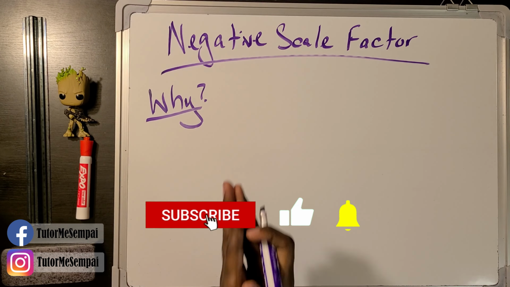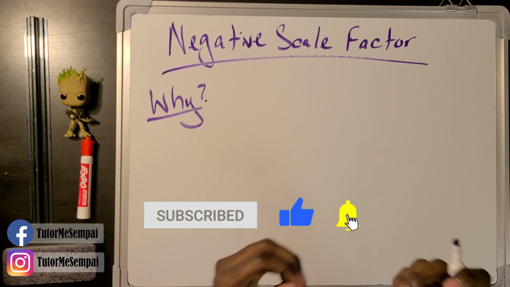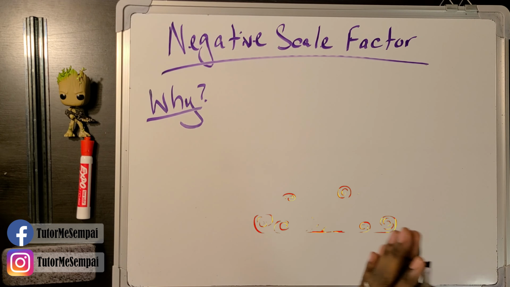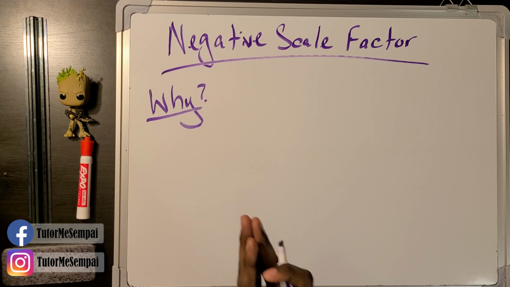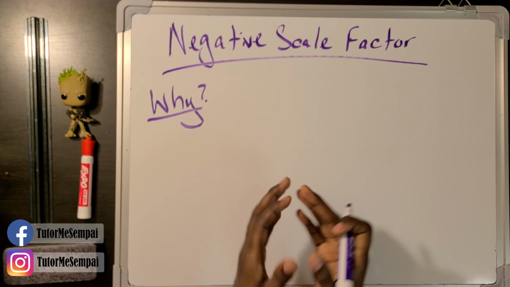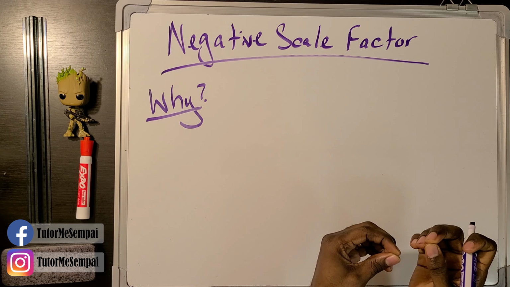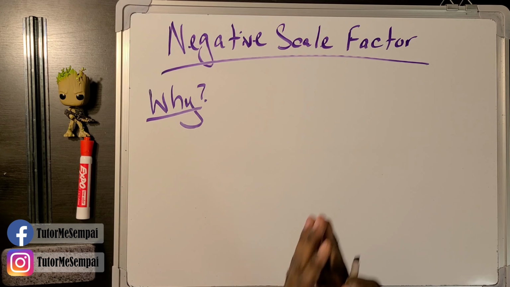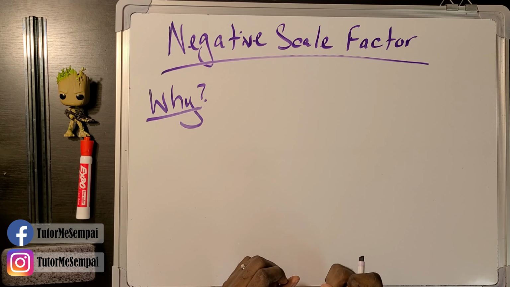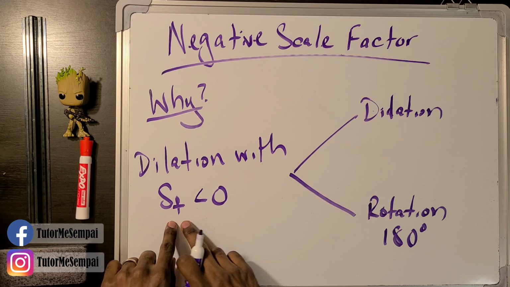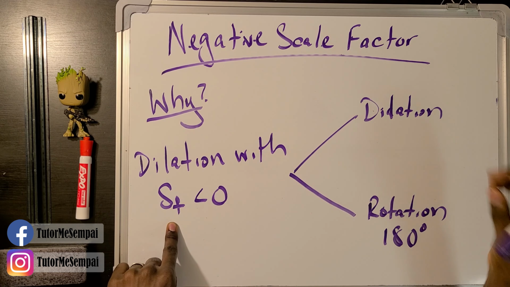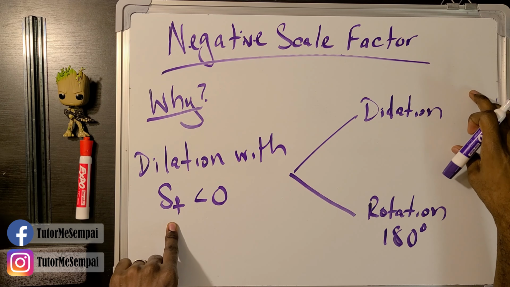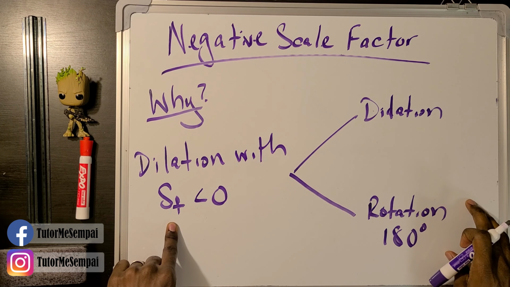We know we're doing the same exact thing that we are doing when we have a positive scale factor, but our dilation is going to change the orientation somehow. And the reason for that is whenever you have a dilation with a negative scale factor, you're really doing not just a simple dilation, but a combination of 2 different transformations. So whenever you have a dilation with a scale factor that's negative, you're really doing a combination of a dilation and a rotation of 180 degrees.